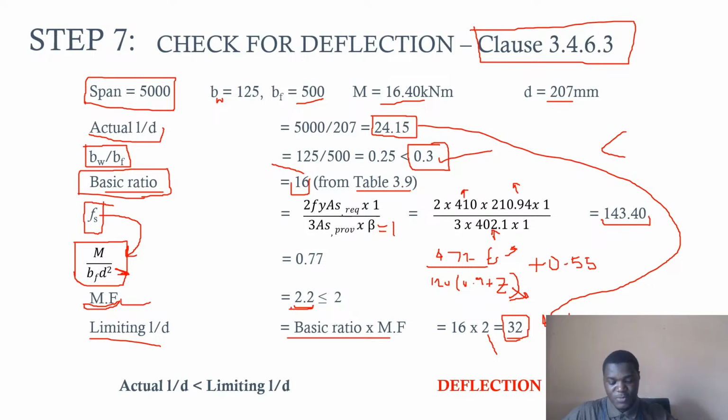So now we've been able to design the rib beam. We've designed the tension reinforcement. We've checked for the shear, and we saw that it is not required. We also checked for deflection, and we see that it is satisfactory. So the only thing that is left now is the topping slab.